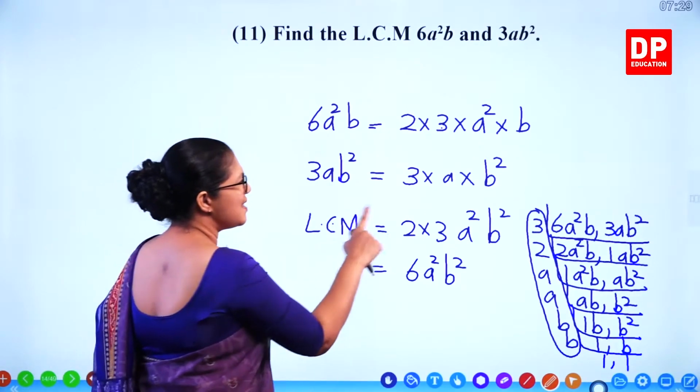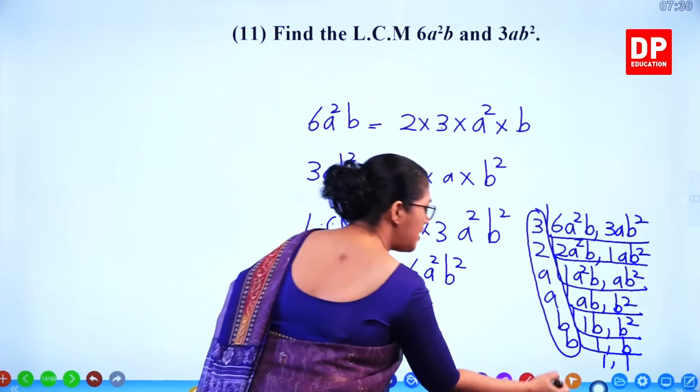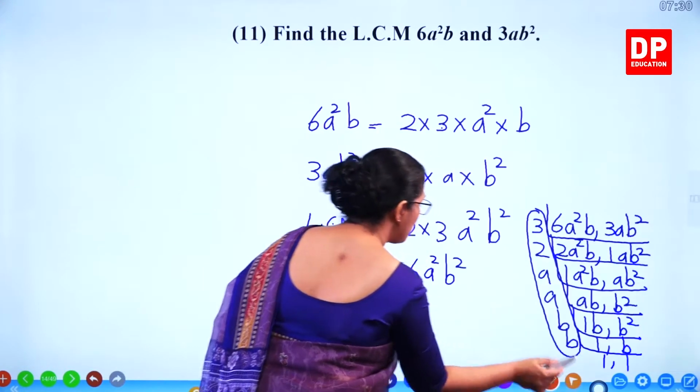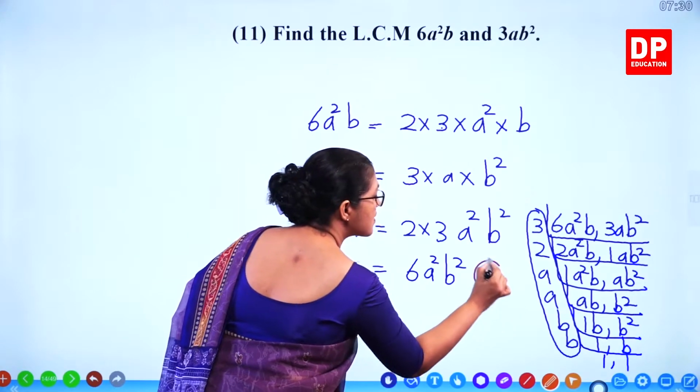So which one is easy? I think this method is easier than this. So you can choose any method. So 2 marks.